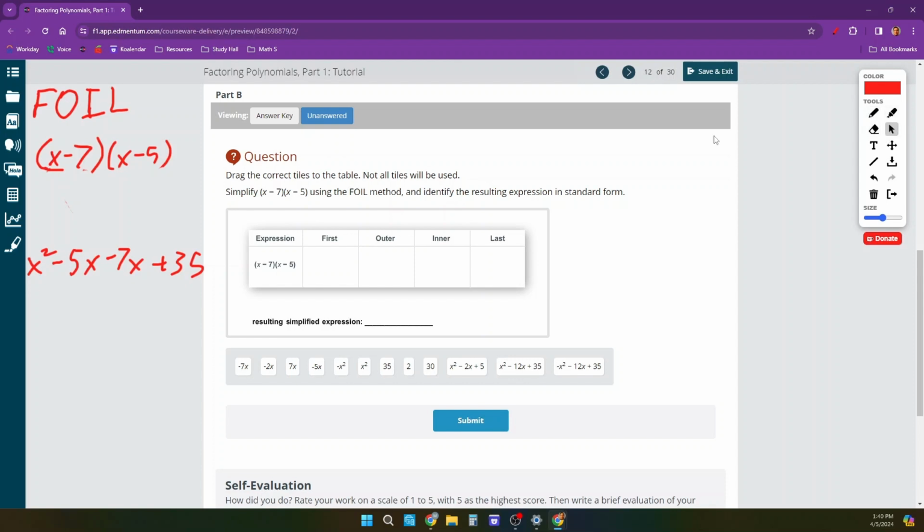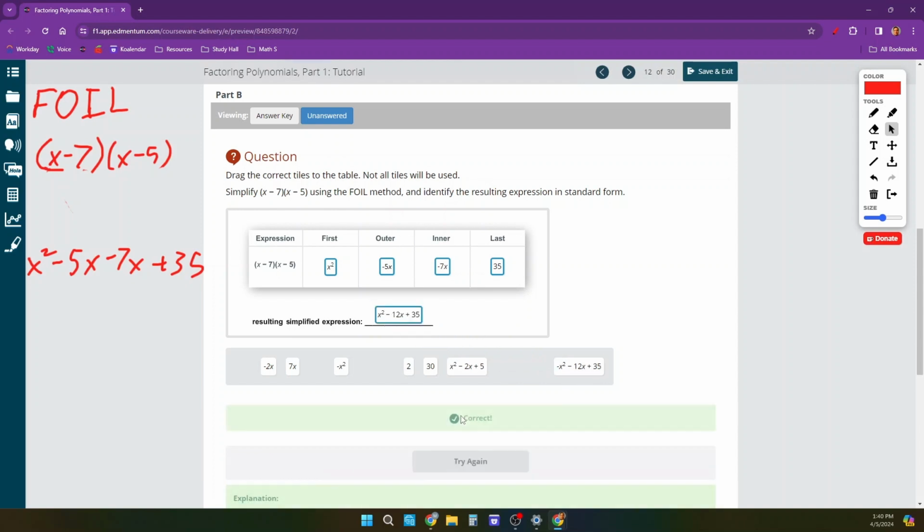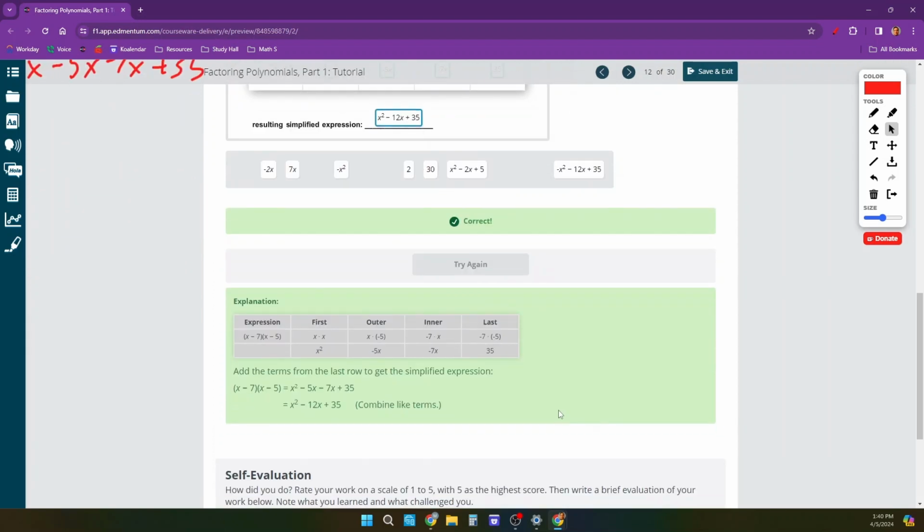So if we are supposed to put in our first, outer, inner, and last results, the first one is going to be our x squared, negative 5x, negative 7x, here we go, and lastly we got 35. And our resulting simplified expression is negative 5x minus 7x is going to be x squared minus 12x plus 35, and of course we got it right.